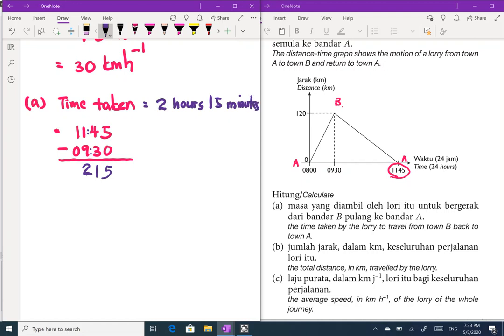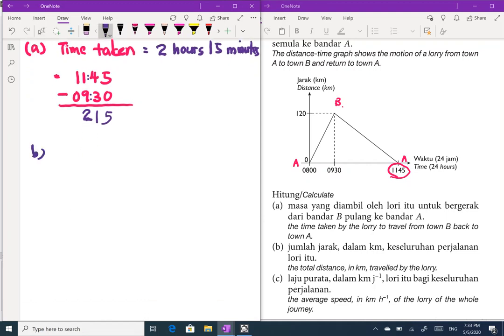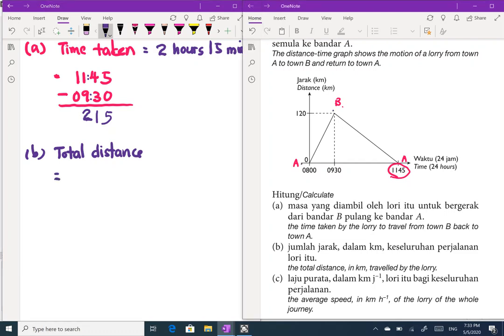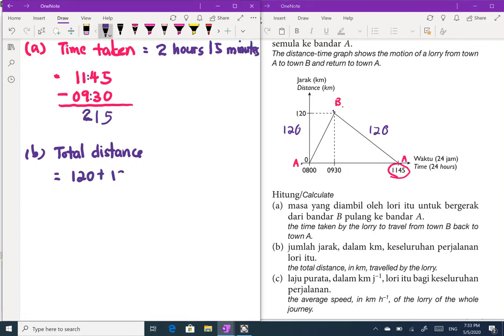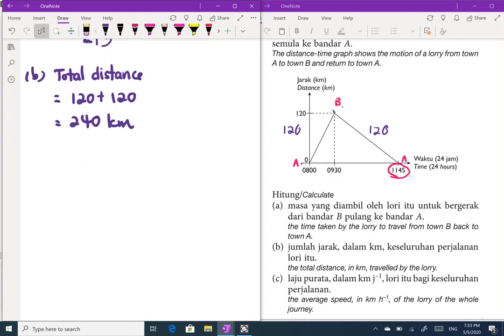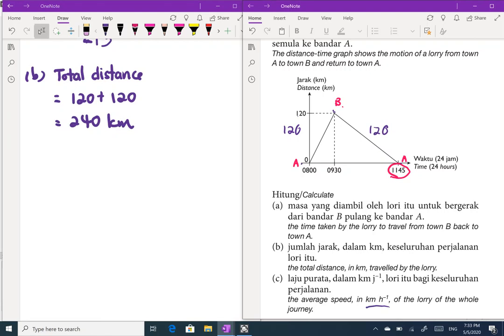Question B, the total distance in kilometers traveled by the lorry. Total distance, how do you find the total distance? From A to B is 120. From B to A also 120. Am I right? So the total distance is 120 plus 120, so equal to 240 kilometers. The average speed in kilometers per hour, okay?